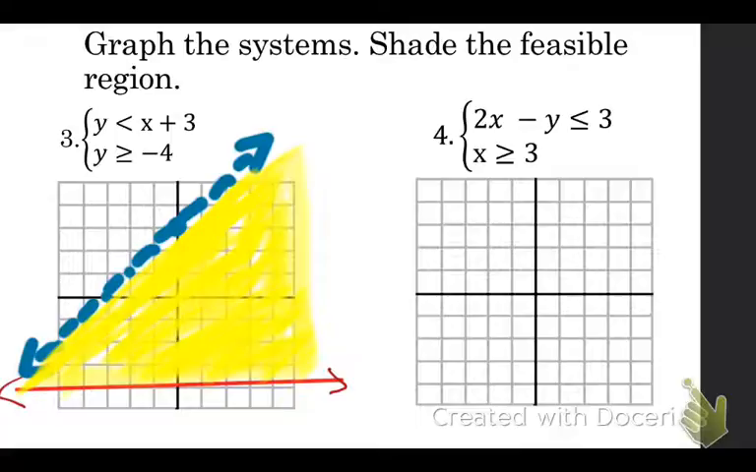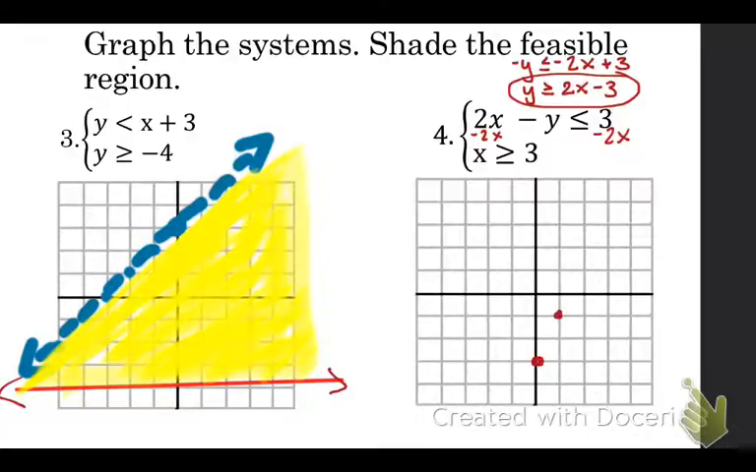In number 4, you need to change the top inequality to slope-intercept form, so I'm going to subtract 2x from each side, which results in negative y is less than or equal to negative 2x plus 3. I need to divide each side by negative 1, and when I do that, I have to remember to reverse the direction of my inequality symbol. We'll switch to y is greater than or equal to positive 2x minus 3. So don't forget, anytime that you multiply or divide by a negative value, you must reverse the direction of your inequality sign.